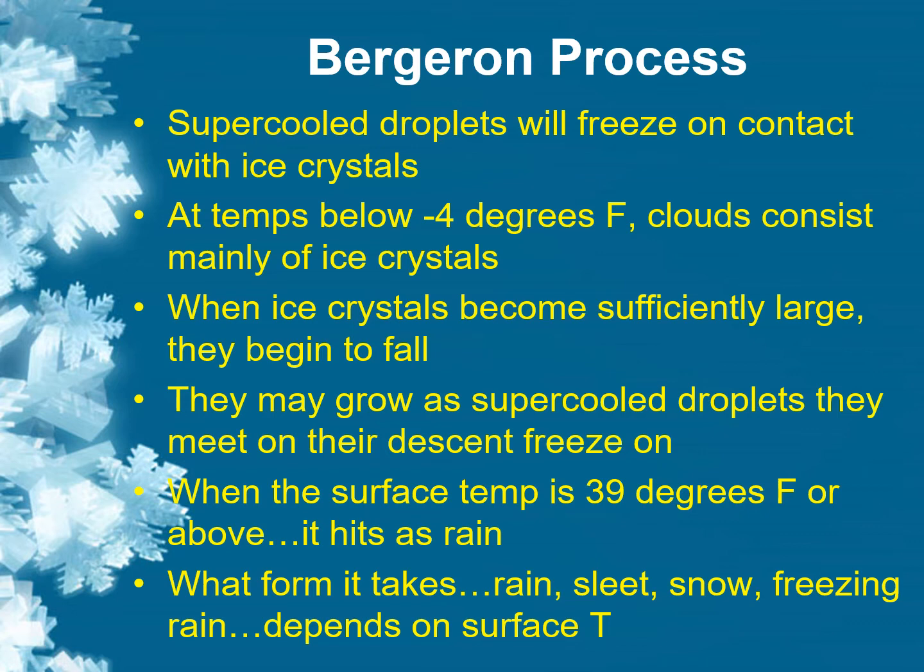When the surface temperature is 39 degrees Fahrenheit or above, it hits us as rain. If it's below that temperature, then it can hit us as snow. Now, we know from experience here that sometimes we get a little bit of snow. It might spit some snow, but if the ground is too warm, as soon as it hits the ground, it melts. So what form the precipitation takes, be it rain, sleet, snow, or freezing rain, will depend on the surface temperature.